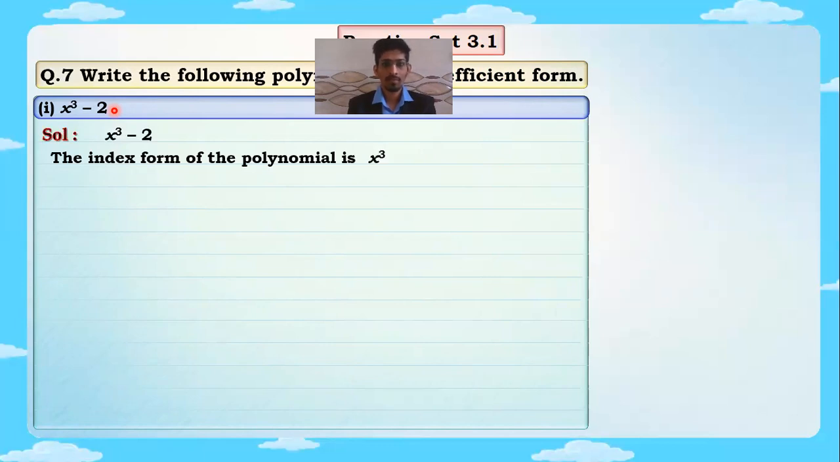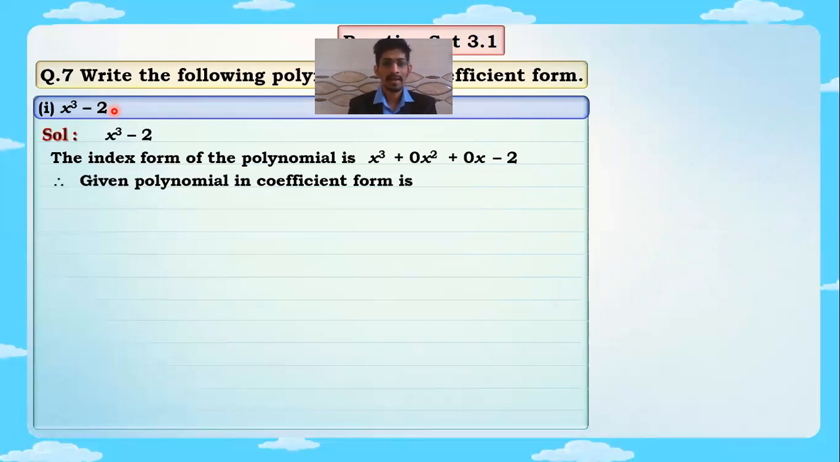First x cube, after x cube, raised to 2 wala term is missing, so we are going to write plus 0x raised to 2, then raised to 1 wala term, that is plus 0x, and then the constant term, that is minus 2. So this is called as the index form, where we have arranged the polynomial in such a way, starting from highest power to lowest power, each and every power is present. After this, it's very simple to convert this polynomial in coefficient form.